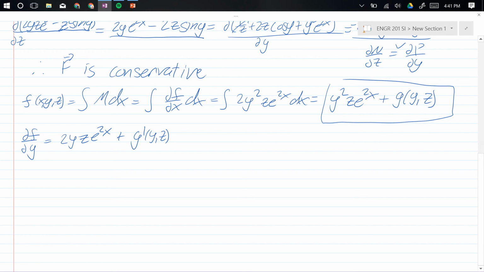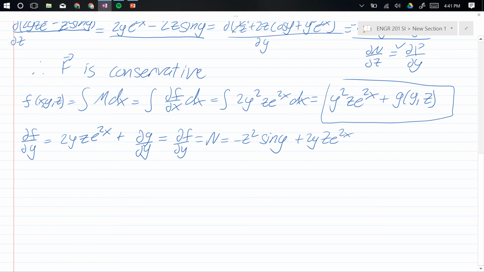Sorry, I shouldn't do a prime. My bad. Partial g, partial y. It's a partial of g with respect to y, and we set this equal to the partial f, partial y, or n, we have in the original force, which is equal to negative z squared sine y, plus 2yz e to the 2x.